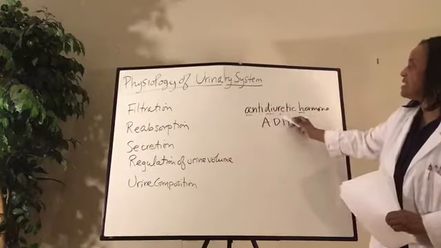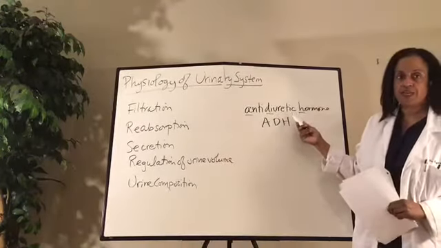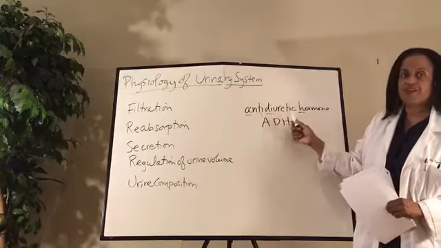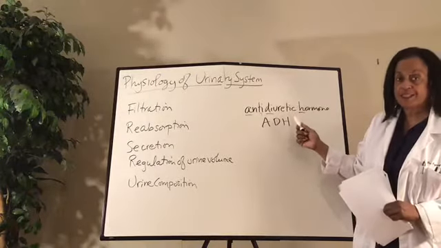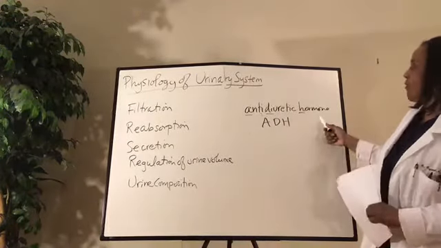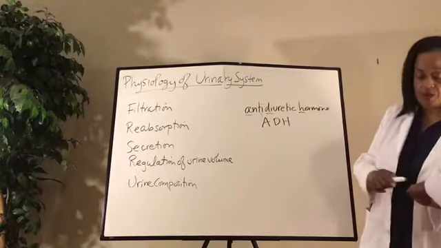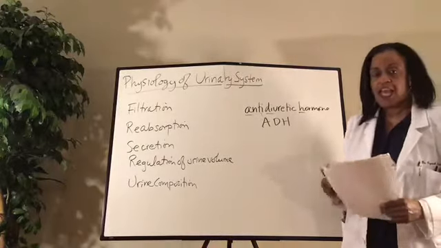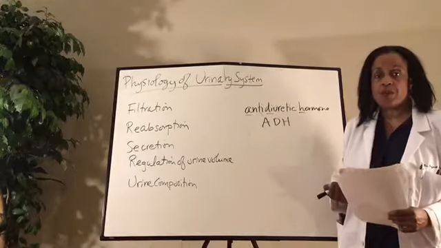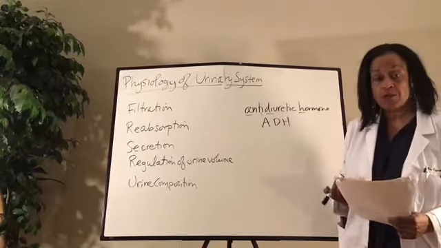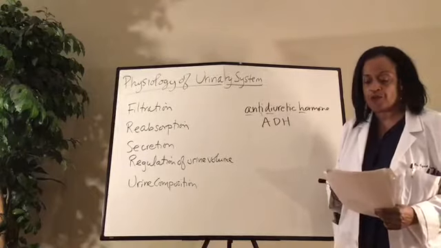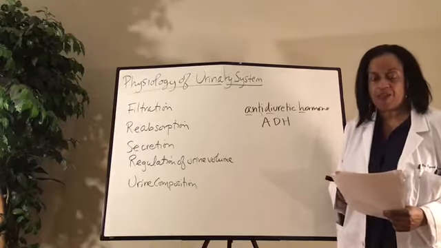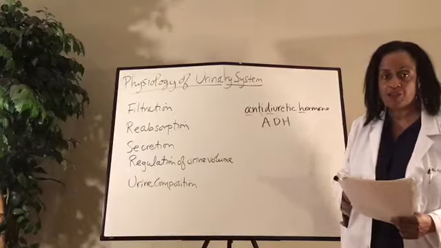Anti meaning against, diuretic means to urinate, so it's against diuresing, against peeing, against micturition, against voiding hormone. This hormone prevents you from urinating, right? Okay, antidiuretic hormone. It influences water reabsorption. As water is reabsorbed, the total volume of urine is reduced by the amount of water removed by the tubules.